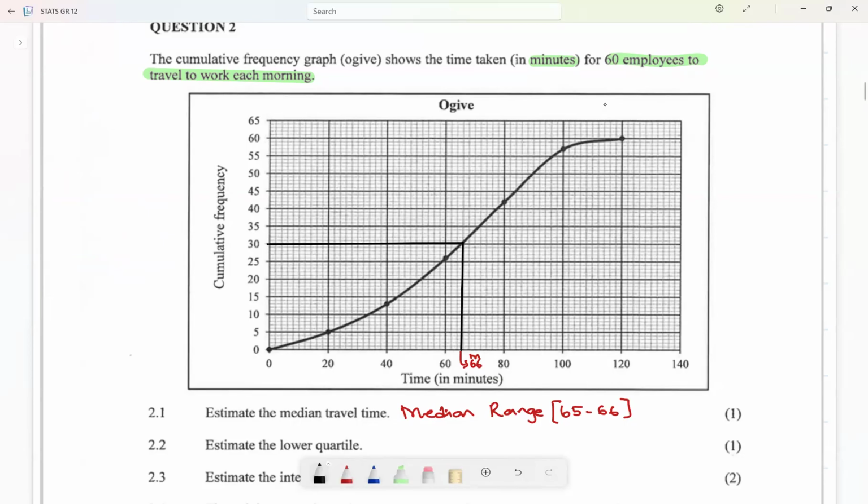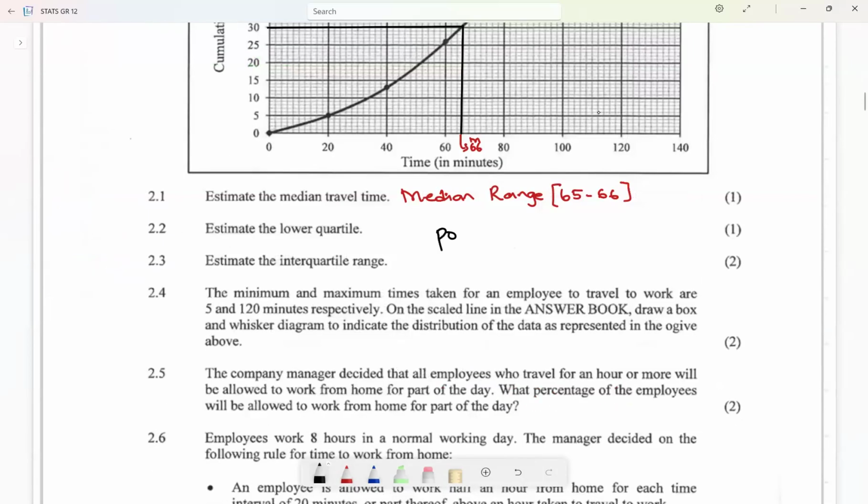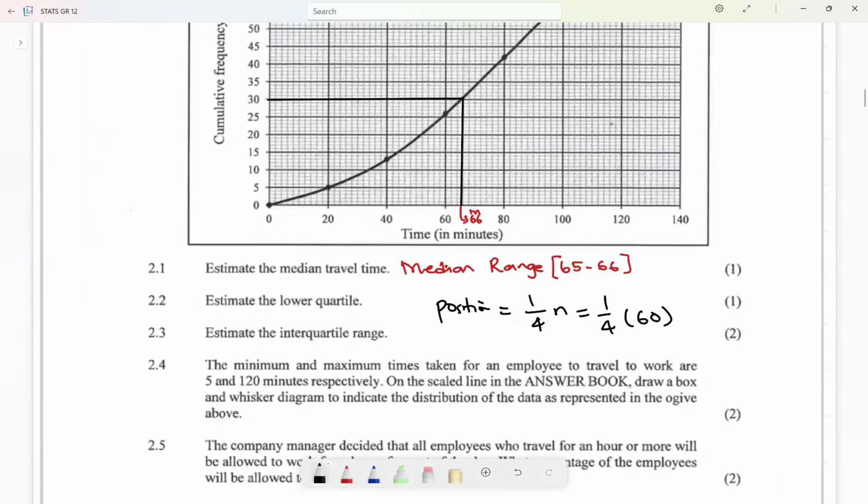Okay, guys, to find the position for quartile one, which is the lower quartile, the position for quartile one is going to be 1 divided by 4 and then multiplied by n. 1 divided by 4 multiplied by 60, we get something like 15, right? So we need to locate where 15 is.